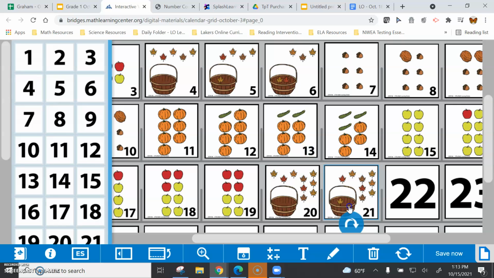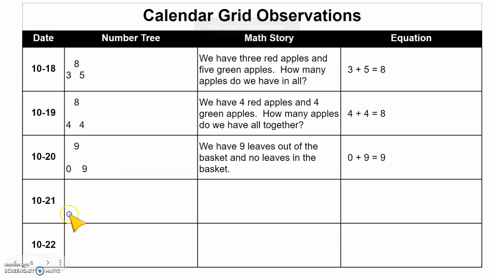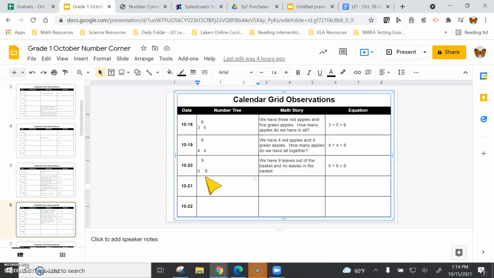Look at that! More leaves! Well, wait a minute. We have 2, 4, 6, 8 leaves that are not in the basket and 1 leaf that is in the basket. Sounds like something we can add to our observation grid. So if we look through all of our activities for this day, we have 9 leaves, but 1 was in the basket and 8 were not in the basket. We can write that down.